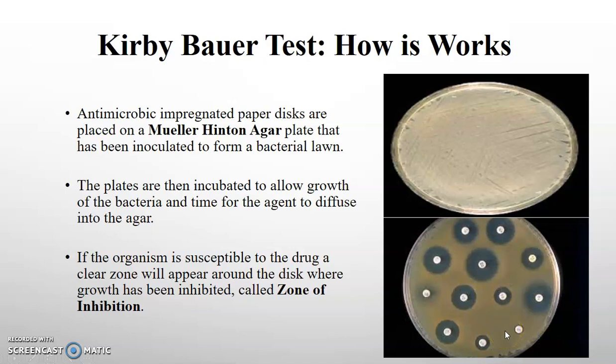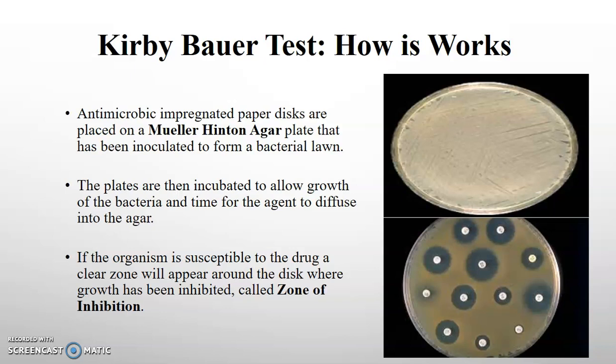Little to no zone of inhibition typically means the bacteria are resistant to the antibiotic, so the antibiotic is not effective. A bigger zone of inhibition typically means that bacteria are susceptible to the antibiotic, which means the bacteria are able to be killed or growth is inhibited by the action of the antibiotic.